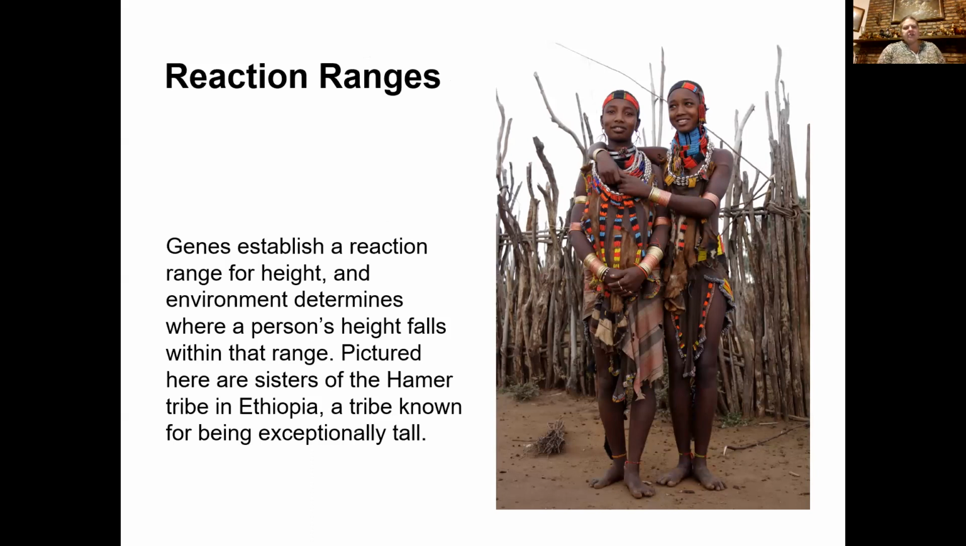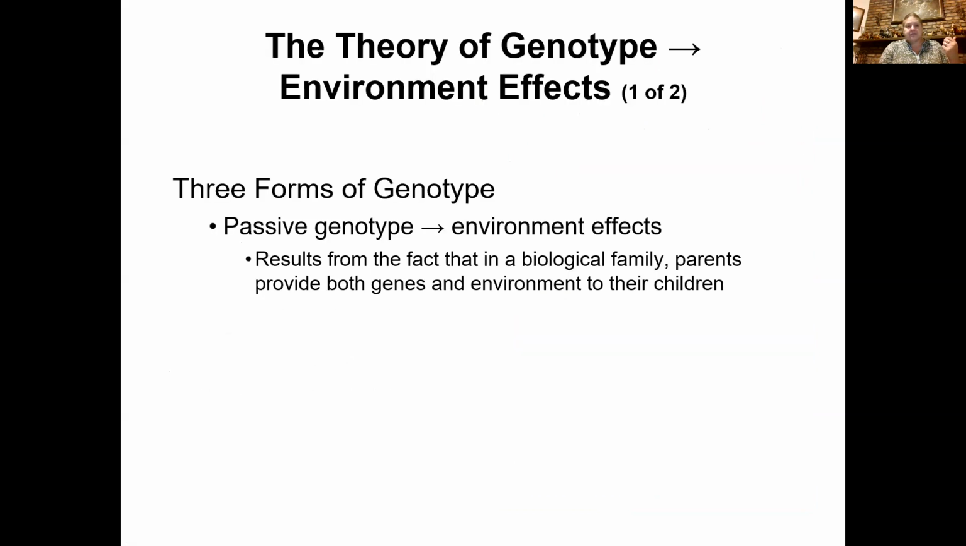Pictured here are sisters of the Hammer tribe in Ethiopia, a tribe known for being exceptionally tall. However, if one of these children were deprived of the nutrition they needed and were in a very poor environment for growth, they would not reach their maximum potential.